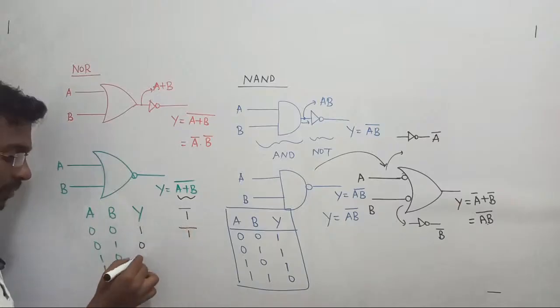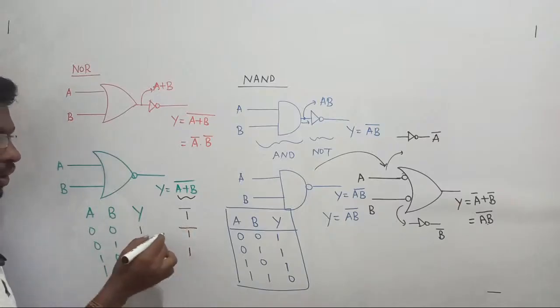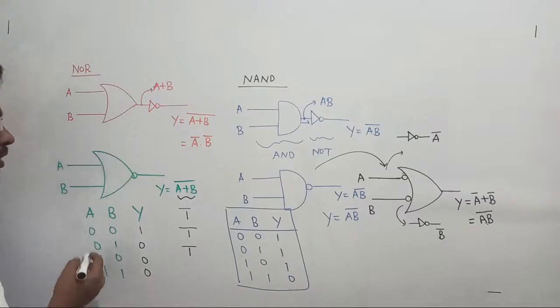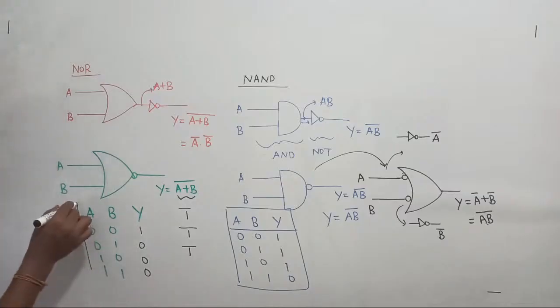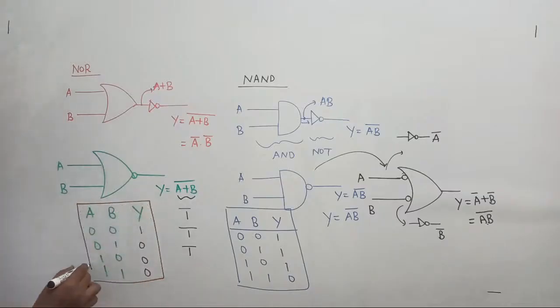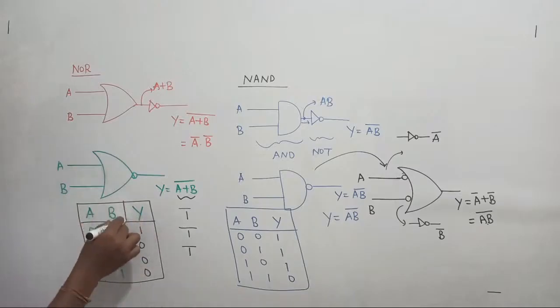If I take complement, I am getting 0. 1 plus 1 will give you 1. If I take complement, then that will become 0. Clear? So this is the basic truth table of NOR gate. I hope things are clear, right?